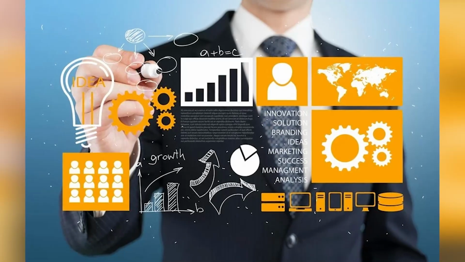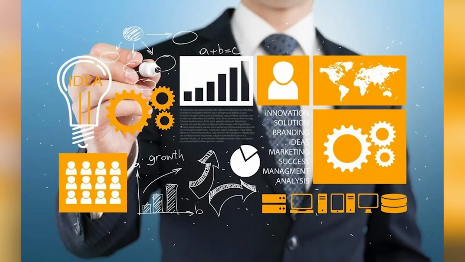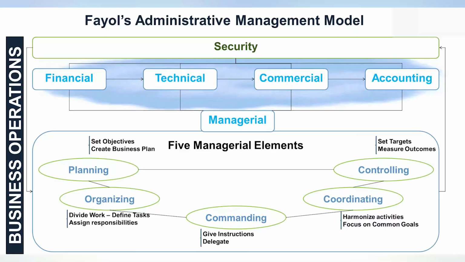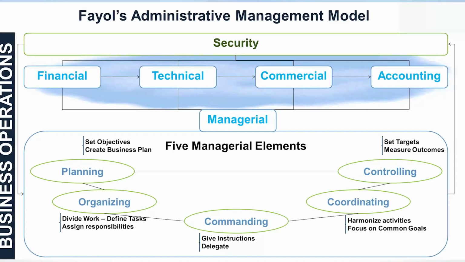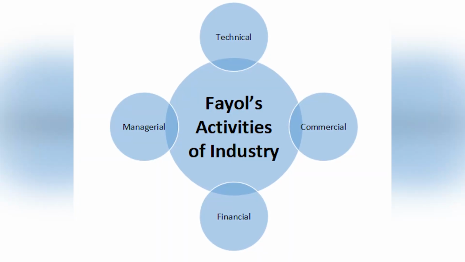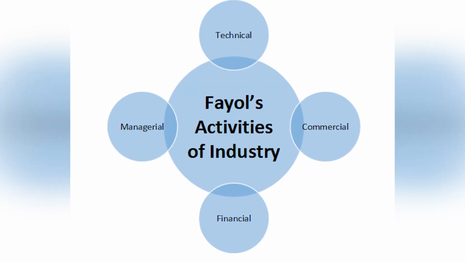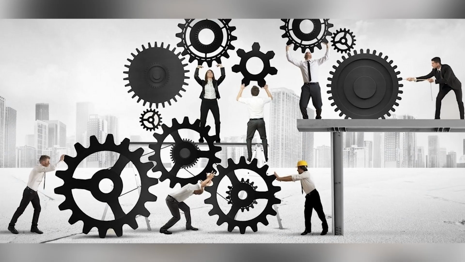And the second classical management theory is administrative theory of management. This theory is developed by Henri Fayol. Fayol focused on the entire organization structure and management functions, rather than just the individual workers. The administrative management theory identified 5 primary functions of management.